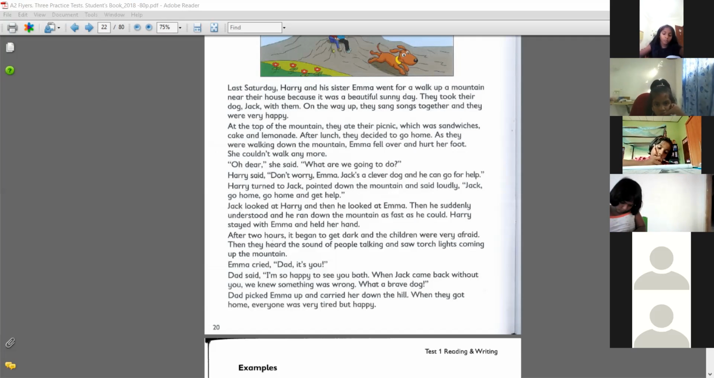Harry stayed with Emma and held her hand. Jack looked at Harry and then he looked at Emma. Sorry. After 2 hours, it began to get dark and the children were very afraid.